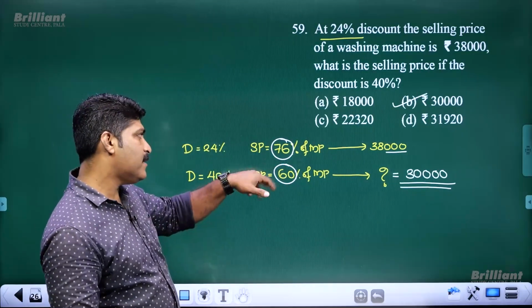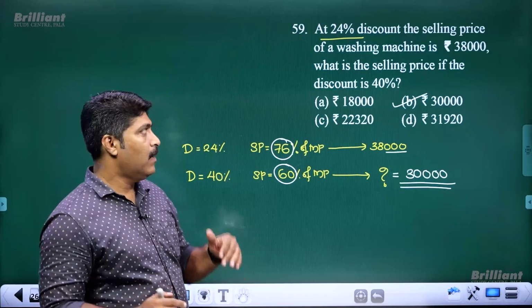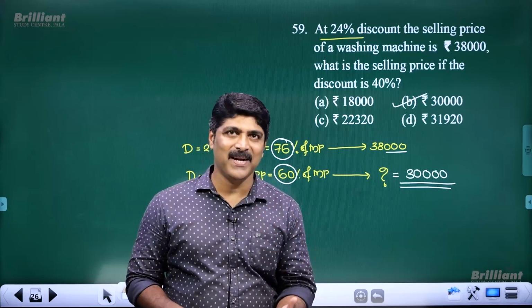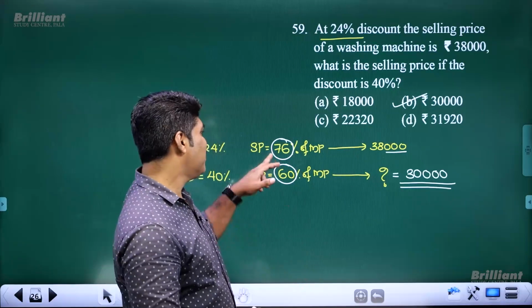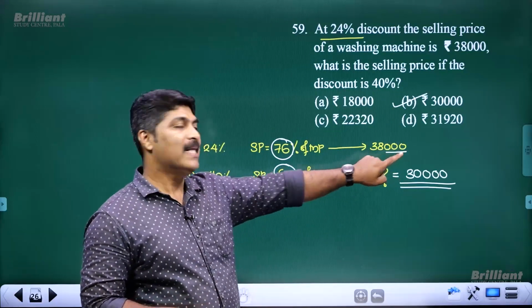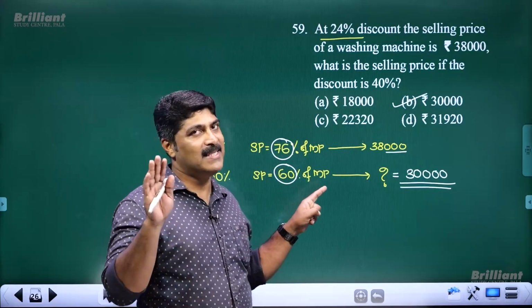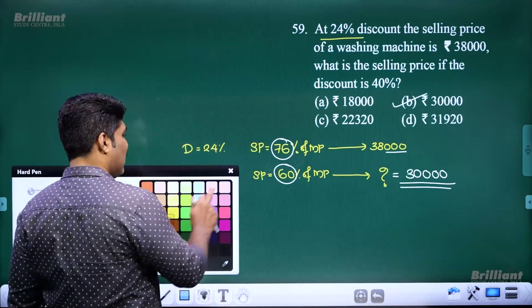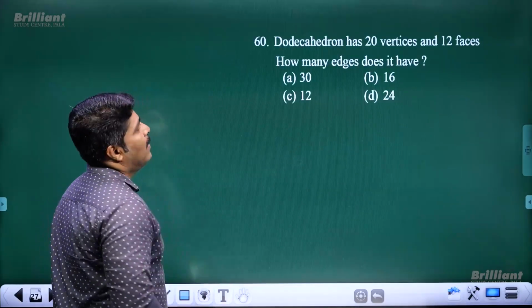You have to consider this unitary type of approach. Once this 24% discount is applicable on the initial marked price, then the selling price becomes 76%. If 76 is representing this value, then what does the second selling price, that is 60, represent? So that's the quick conclusion here.